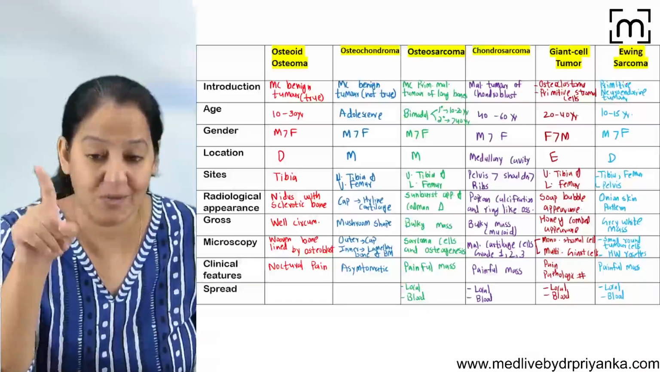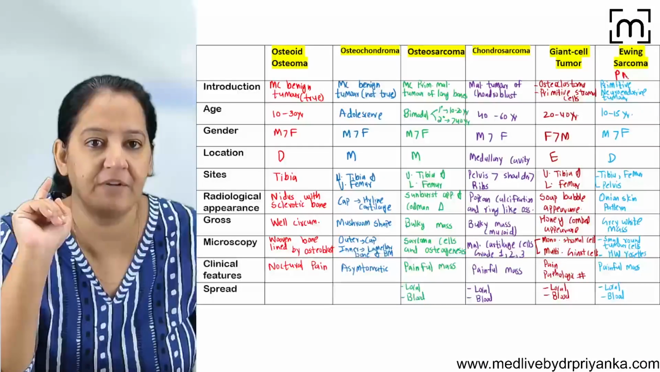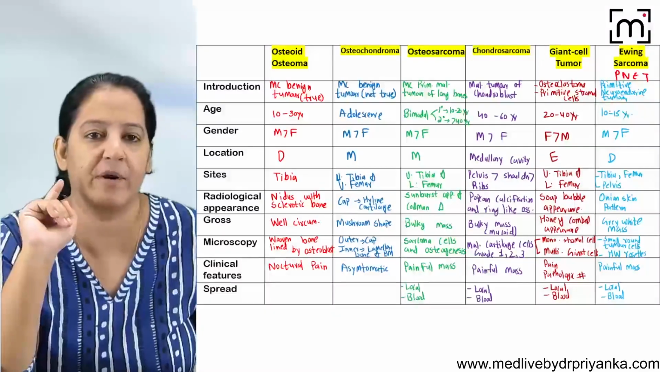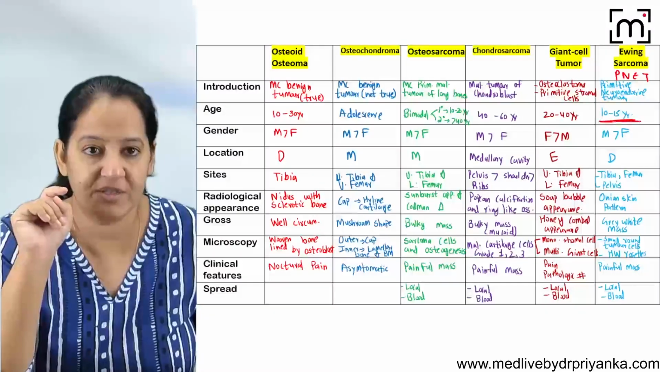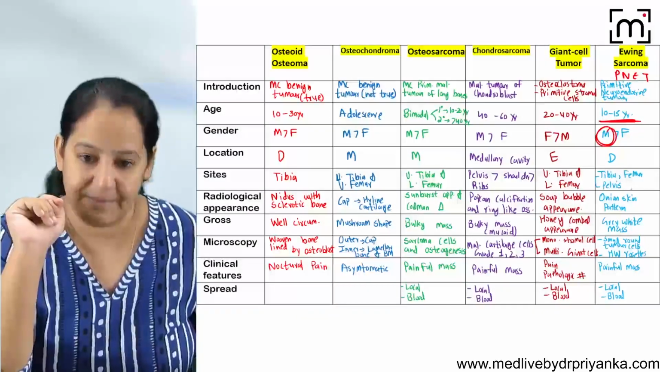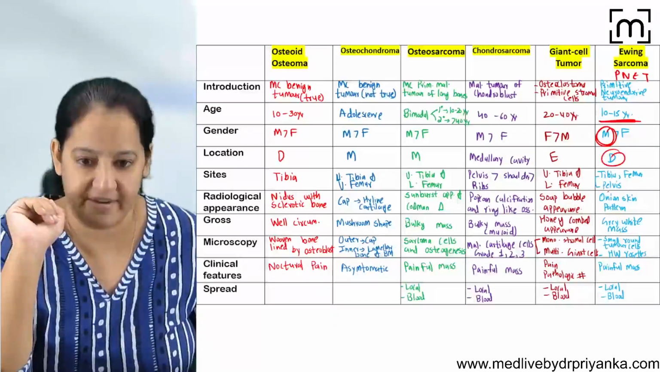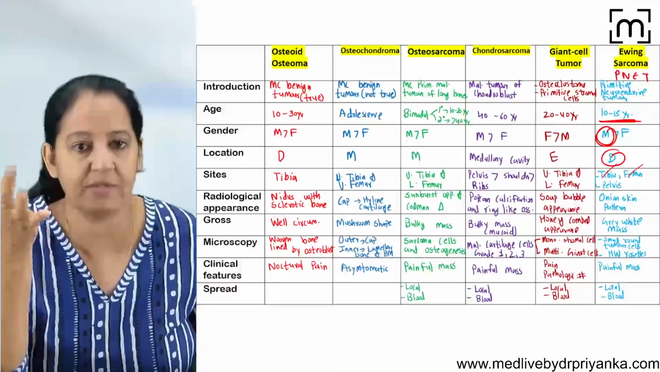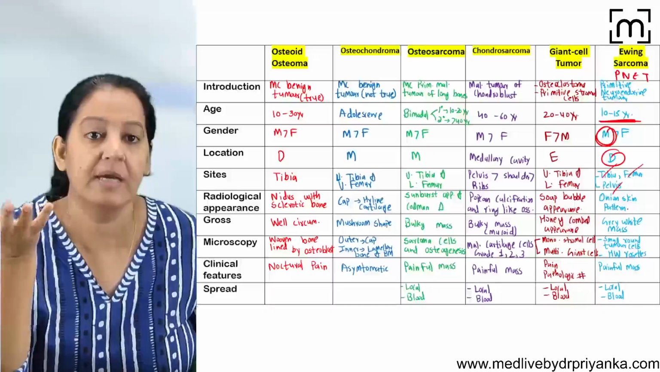Ewing sarcoma is also known as PNET, primitive neuroectodermal tumor. Most common age of presentation is 10 to 15 years in children. It is again more common in males as compared to females. It arises from the diaphysis. Most common location is tibia, femur among the long bones, and pelvis among the flat bones.